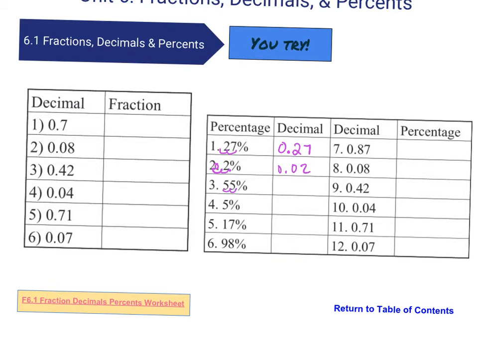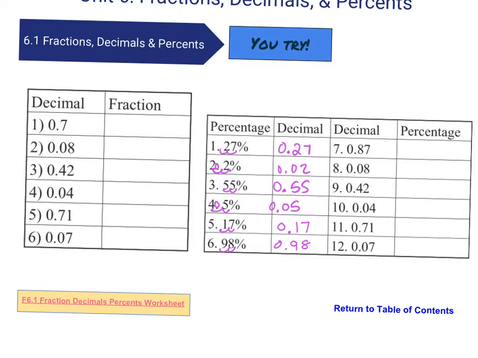55%, 1, 2, 0.55. 5%, the decimal is there. You move it 2, 0.05. 17%, move it 2, 0.17. 98% is 0.98.